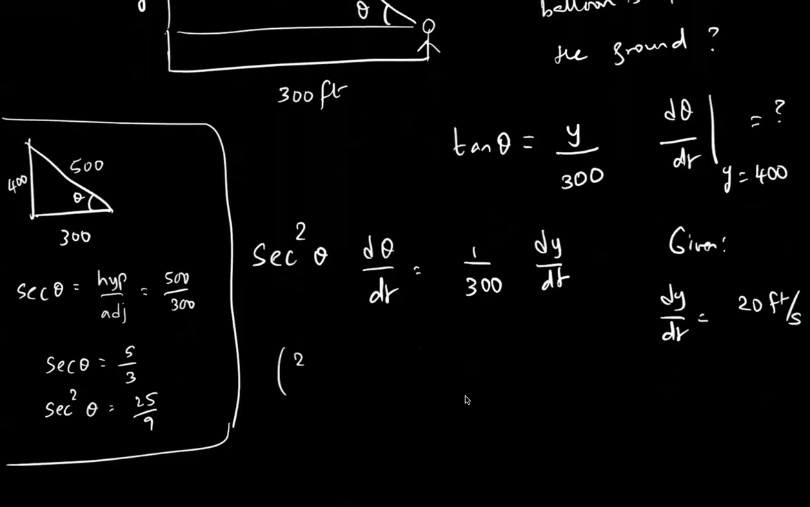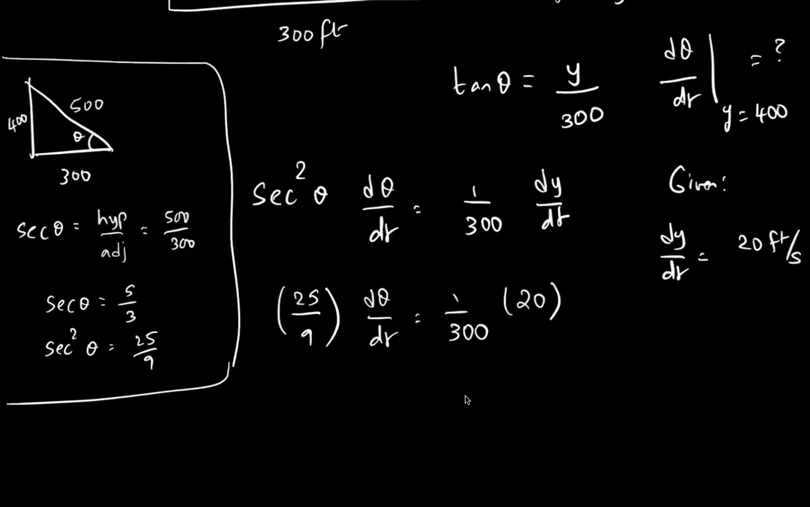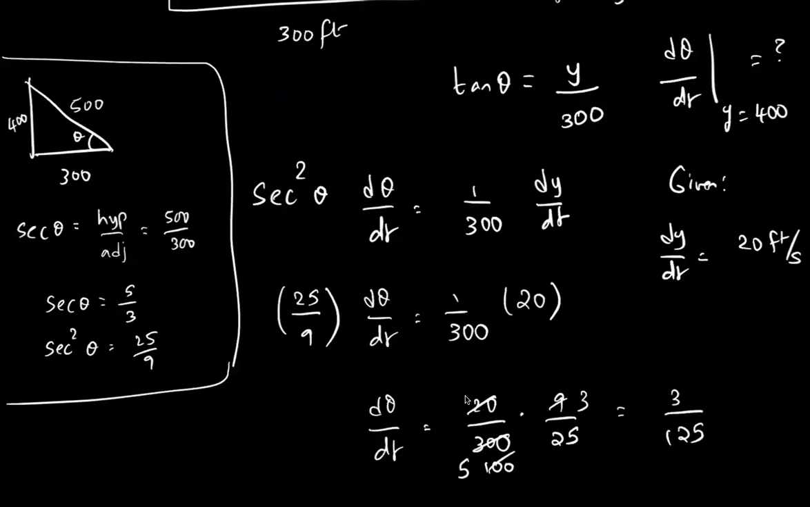So then I substitute: 25 over 9 d theta/dt is 1 over 300 dy/dt, which is 20. Okay, so then I do some rearranging to get d theta/dt is 20 over 300 times 9 over 25. Okay, so this goes 3 times, this goes 100 times, 100 goes 5 times. So I get 3 over 125 radian per second is the rate at which the angle is changing.